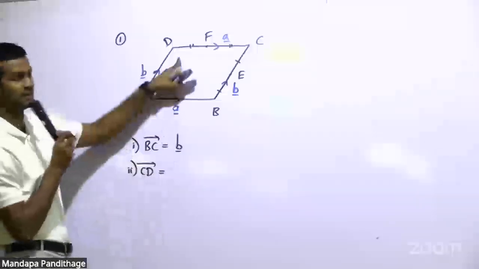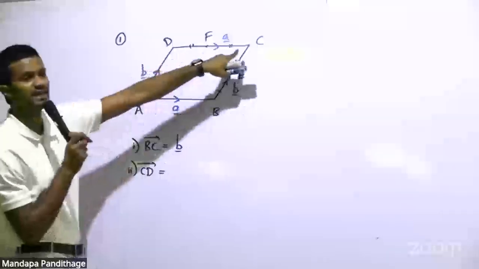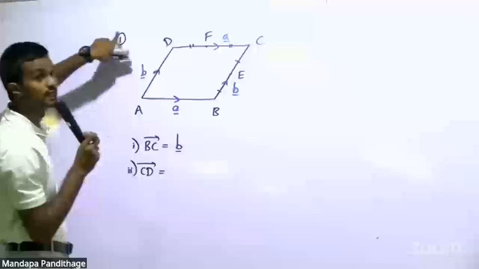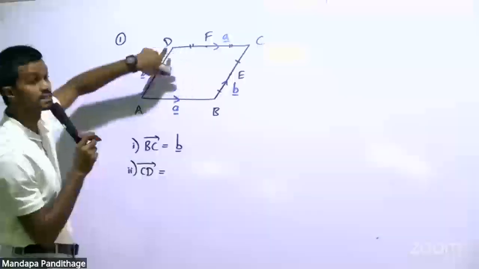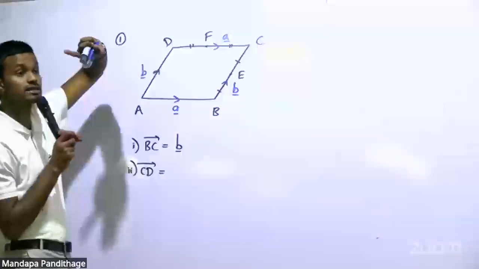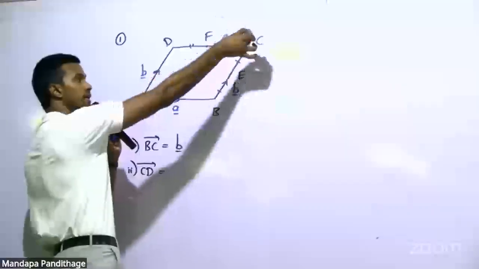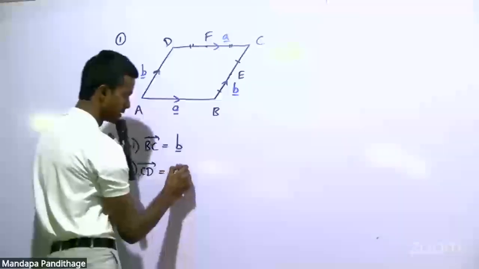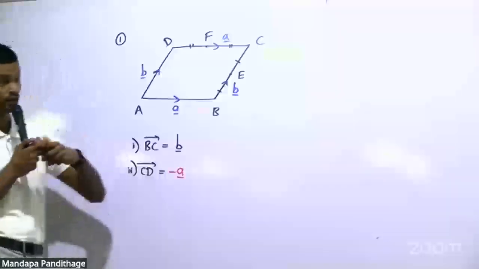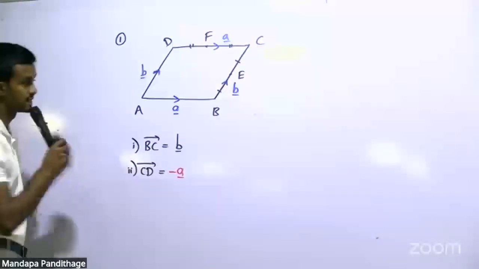So we have CD. Okay, now you can tell me if this is A, what can you say about vector CD? This is A, this is minus A. That is because that is the negative vector. Equal in magnitude, but opposite in direction. So it's minus A. And then we have AC.